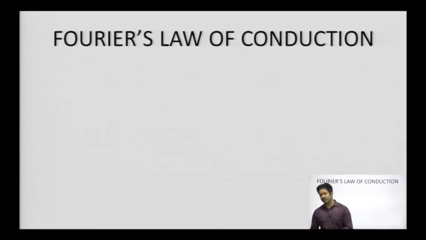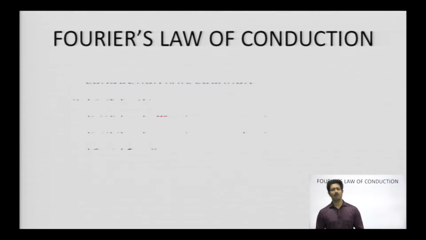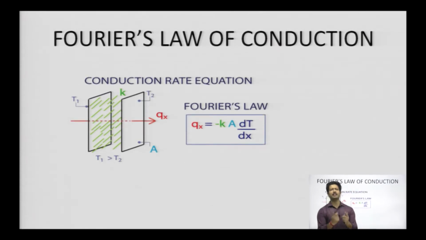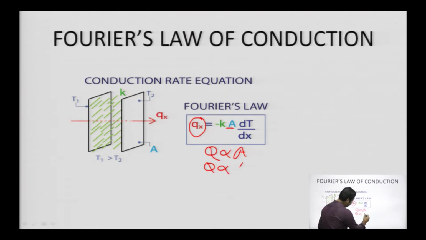So let's go for the basics: Fourier's law of conduction. Do you all remember the last presentation? Fourier's law of conduction is the most important law as far as conduction is concerned. Here on the slide is the conduction rate equation. This is the heat, and this is the area. So heat is directly proportional to the area, and heat is directly proportional to delta T by delta X, and this is called the temperature gradient.